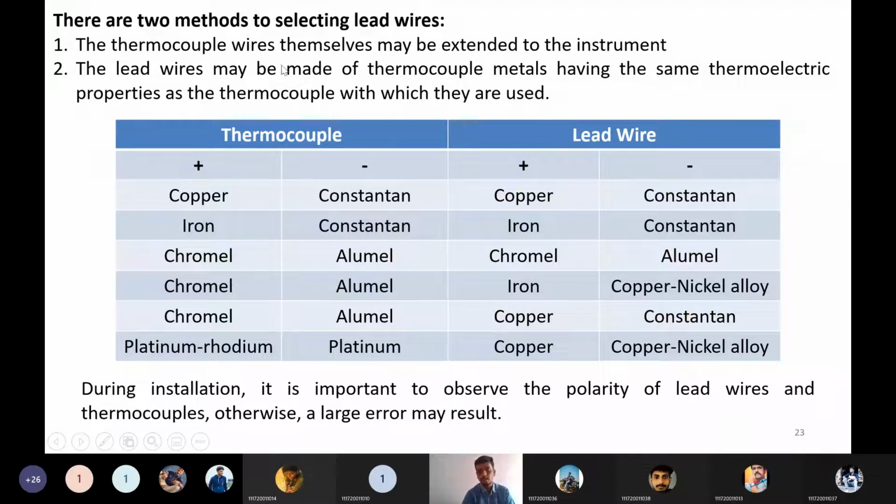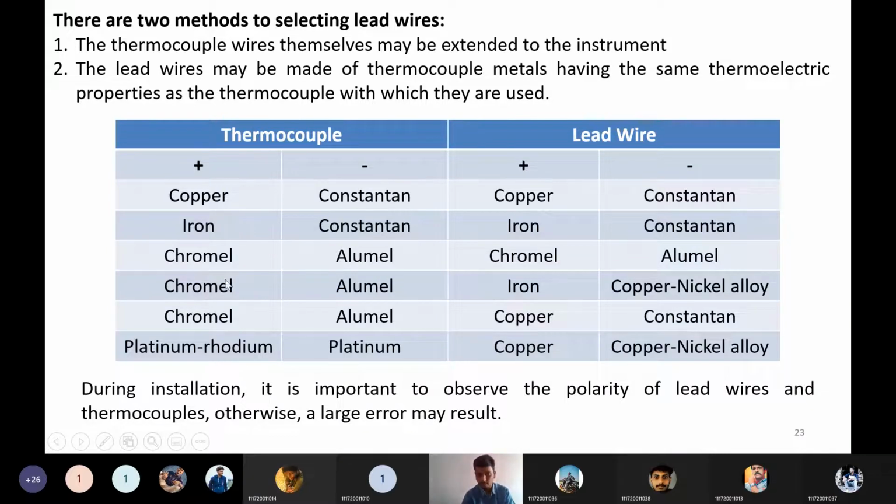One is that the thermocouple wires themselves may be extended to the instrument. The first three cases are that one only, the thermocouple wire itself extending as the lead wires. And the next is that the lead wires may be made of thermocouple metals having the same thermoelectric properties as the thermocouple with which they are used. Means compatible lead wires with similar thermoelectric properties can also be used.